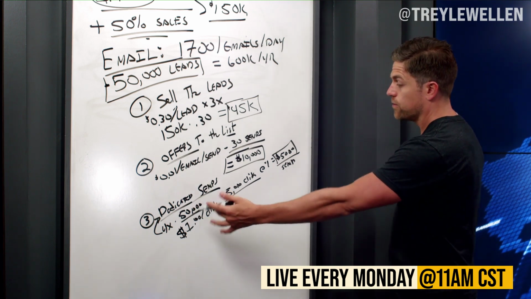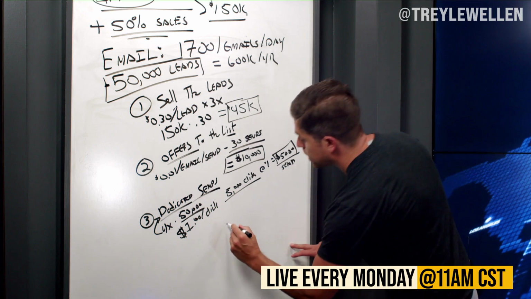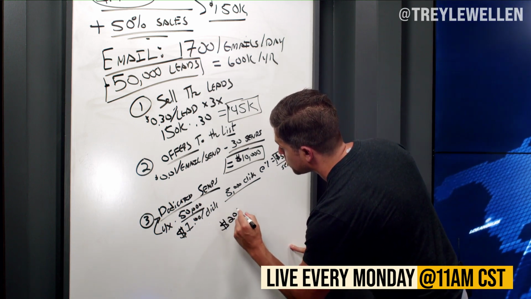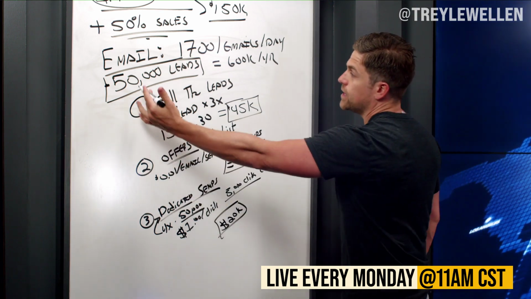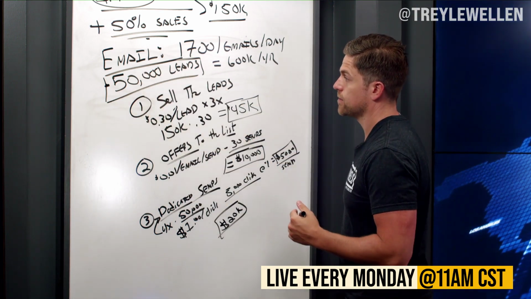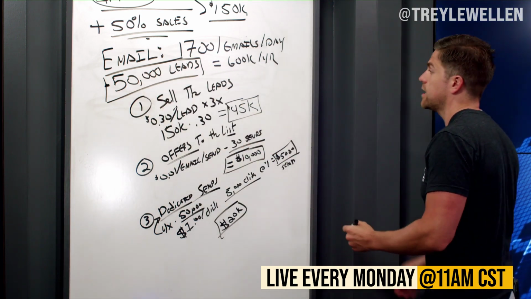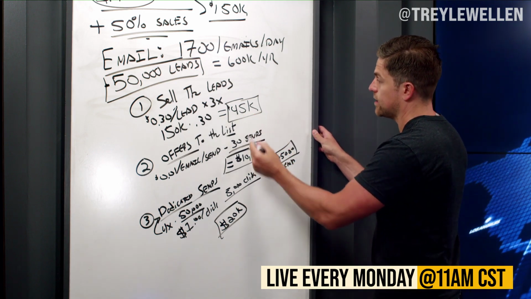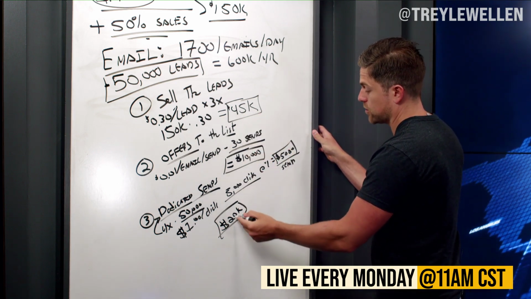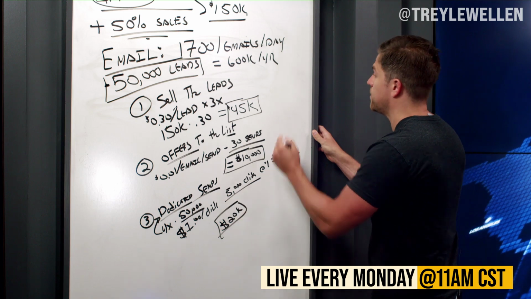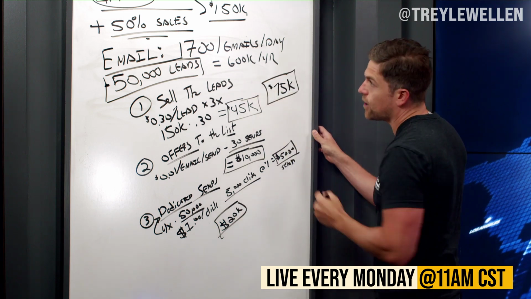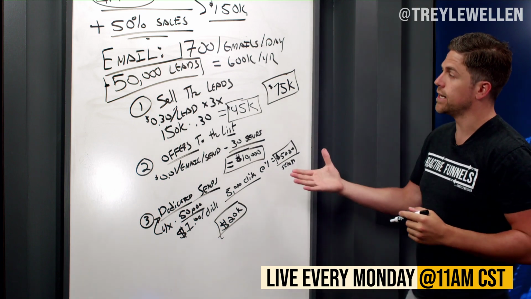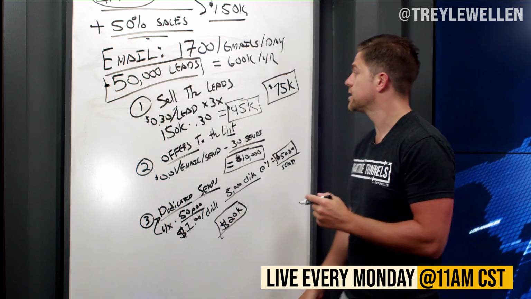All right, so 4 times the $5 grand gives us 20 grand. That's the power of a 50,000 person database. So now what's this equal to? Let's add it up. 45,000 plus 10,000, that's 55,000. Plus 20 is 75K. So $75,000 can be generated from 50,000 leads per month.